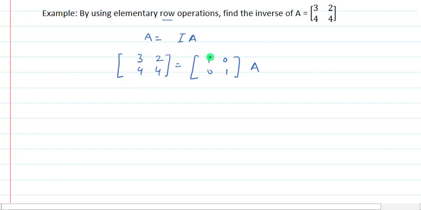And side by side the same operations we will apply on this I, and that new matrix will give us A inverse. So now first of all we need to make this 3 as 1. So the easiest operation on row 1 is R1 implies 1 upon 3 R1. This is the easiest operation that we can apply to make this element 3 as 1.